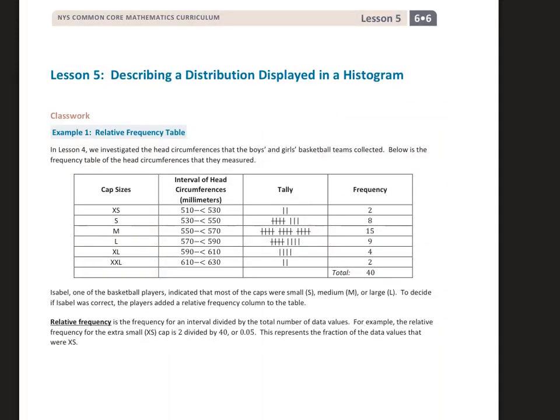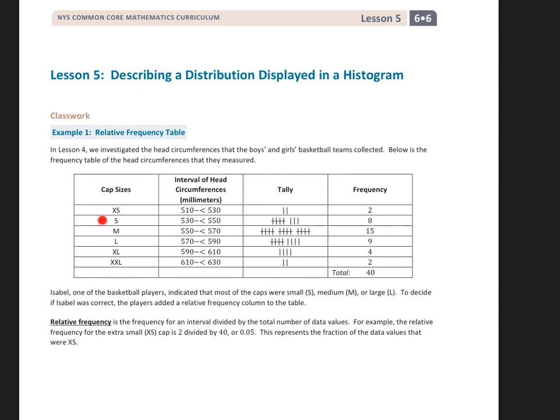All right, lesson 5, we're talking about how data is distributed on a histogram, and we're talking about relative frequency. So if I were you, I would pause the video and I would write this down. But relative frequency is just what is the relevance of a particular item within the entire data set. That's how I think of it. So how frequent is this, let's say, extra small compared to everything else?